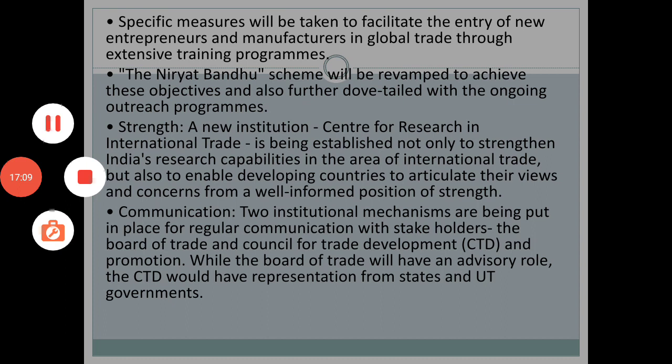So when we consider foreign trade policy, in this lecture, the foreign trade policy which we are discussing is for the duration from the year 2015 to 2020. In this particular foreign trade policy, which has the duration from 2015 to 2020, what are the different aims or provisions which are added?